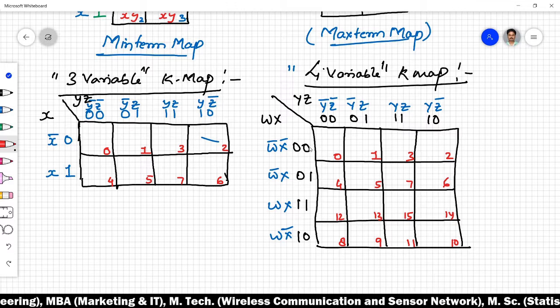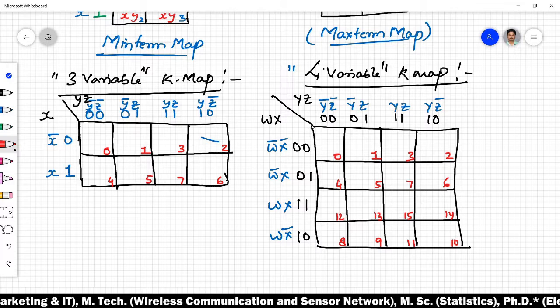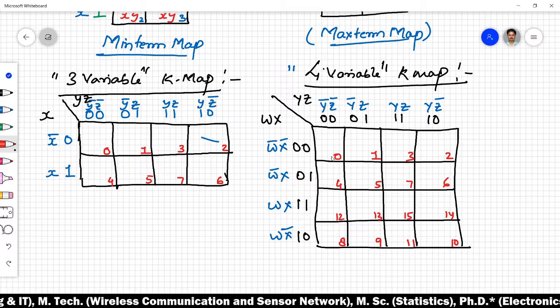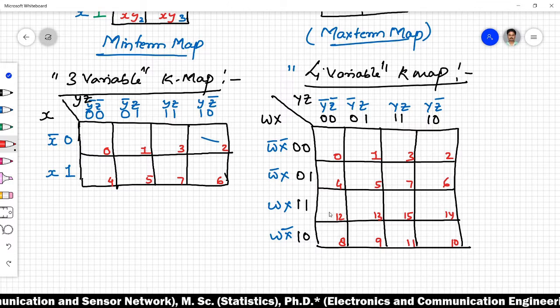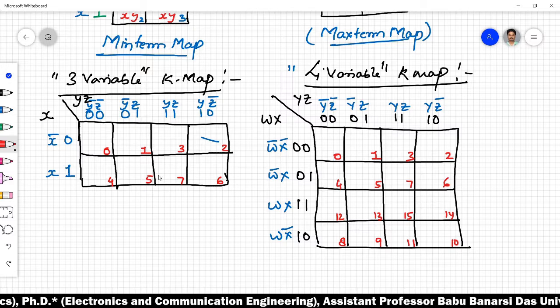If you are mentioning these horizontal as well as vertical labels on the edges of this map, you can remember it in this way. This is 0 1 2 3 4 5 6 7 8 9 10 11 12 13 14 15. In this way you can also remember the positions of this Karnaugh map with their decimal equivalent value.